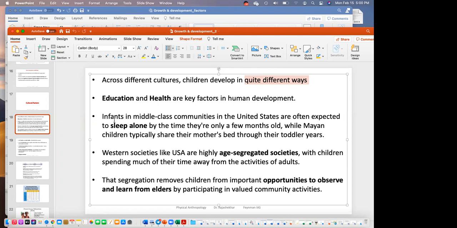Here they're talking about how children are treated differently. Infants in middle class communities in the United States are often expected to sleep alone by the time they're only a few months old. Indeed, I remember even the doctors recommended that we have the baby sleep separately from us. This is a common practice there.